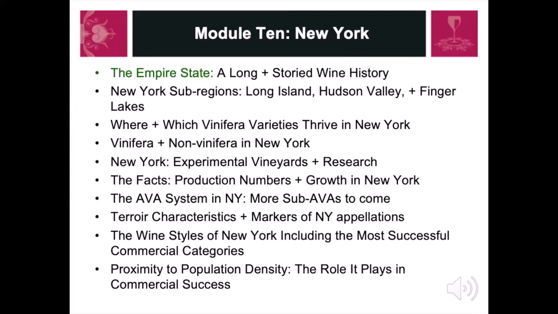We'll talk briefly about experimental vineyards and research. We'll look at some production numbers and growth patterns in New York. We'll talk about the AVA system in New York, and I suspect there will be more AVAs and sub-AVAs to come. We'll discuss terroir characteristics and some wine styles of New York, including the most successful commercial categories. And we'll talk briefly about population density and the role it plays in the commercial success of New York wines. So there's a lot to unpack here, and I'm looking forward to it.